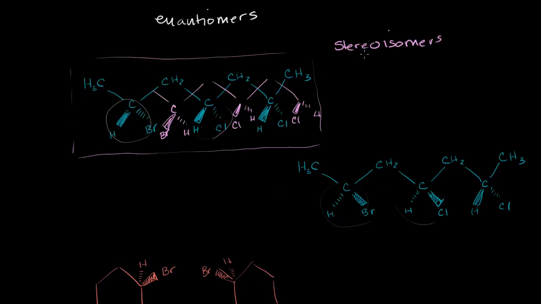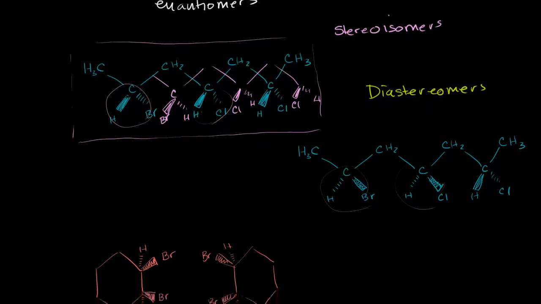So when you have two stereoisomers that aren't mirror images of each other, we call them diastereomers. I always have trouble saying that. Let me write it. These are diastereomers, which is essentially saying it's a stereoisomer that is not an enantiomer. That's all it means. Stereoisomer, not an enantiomer. A stereoisomer is either going to be an enantiomer or a diastereomer.